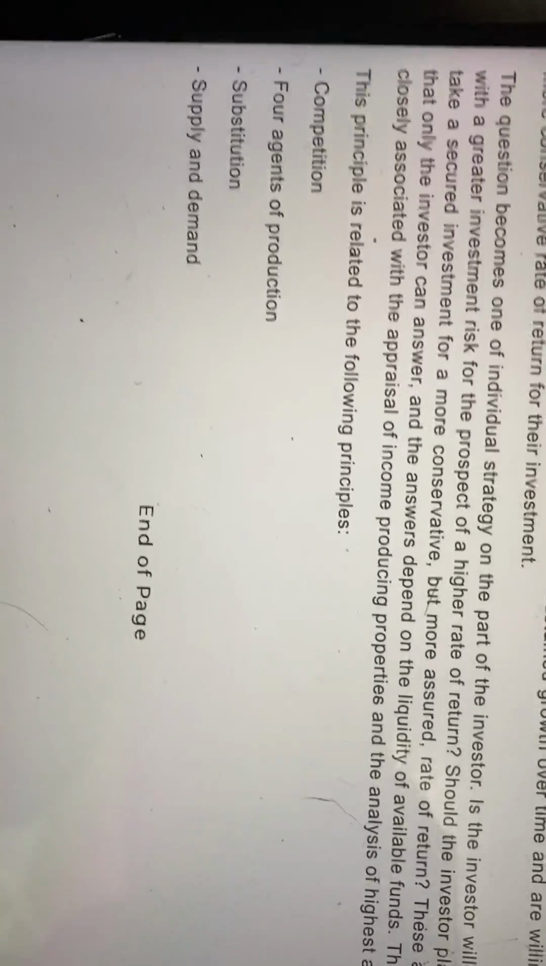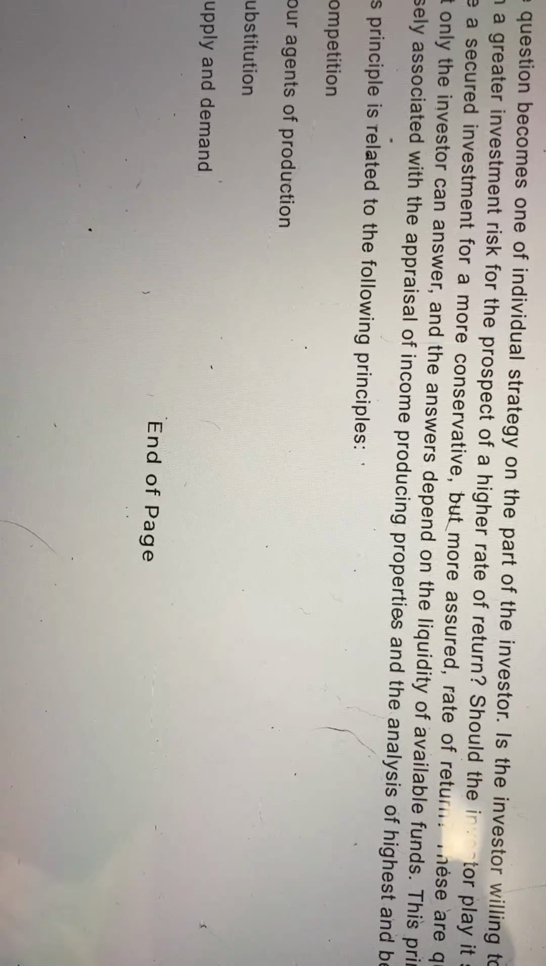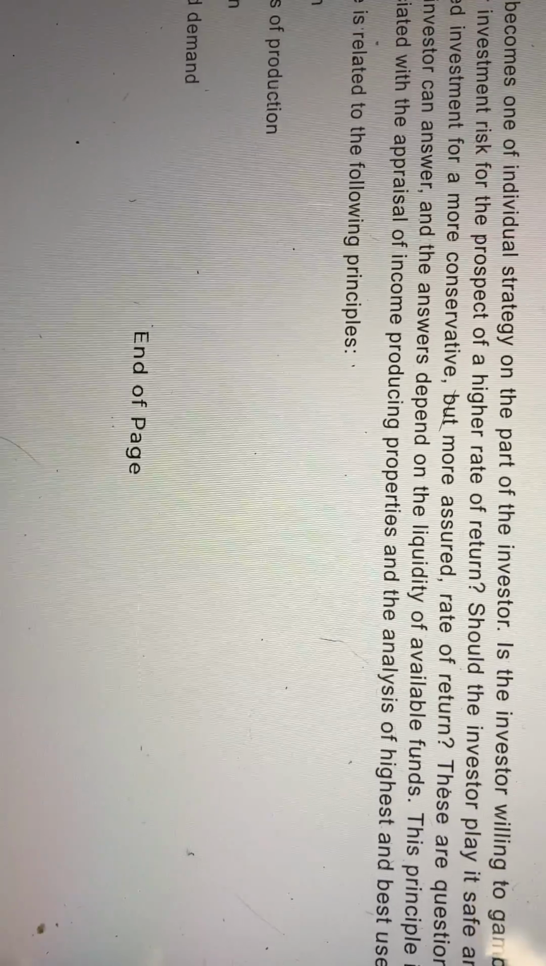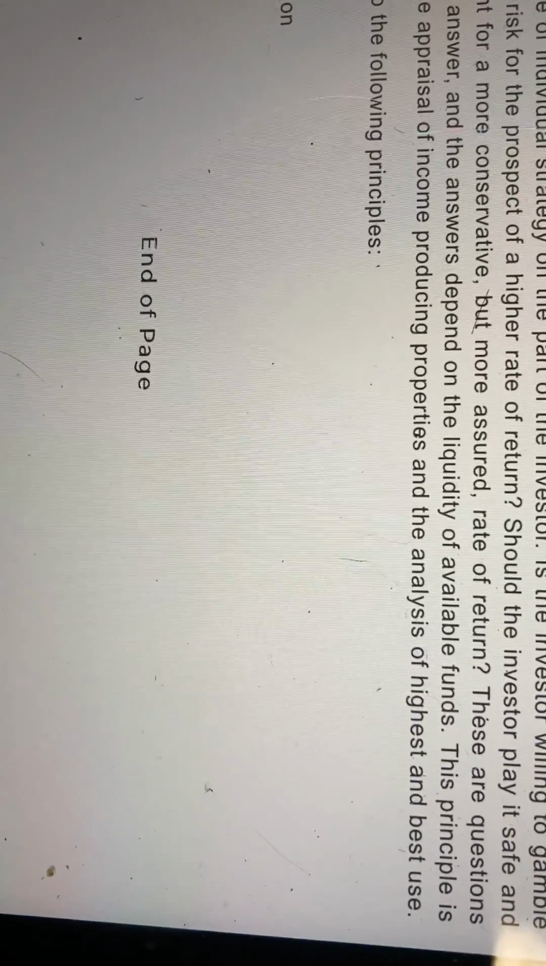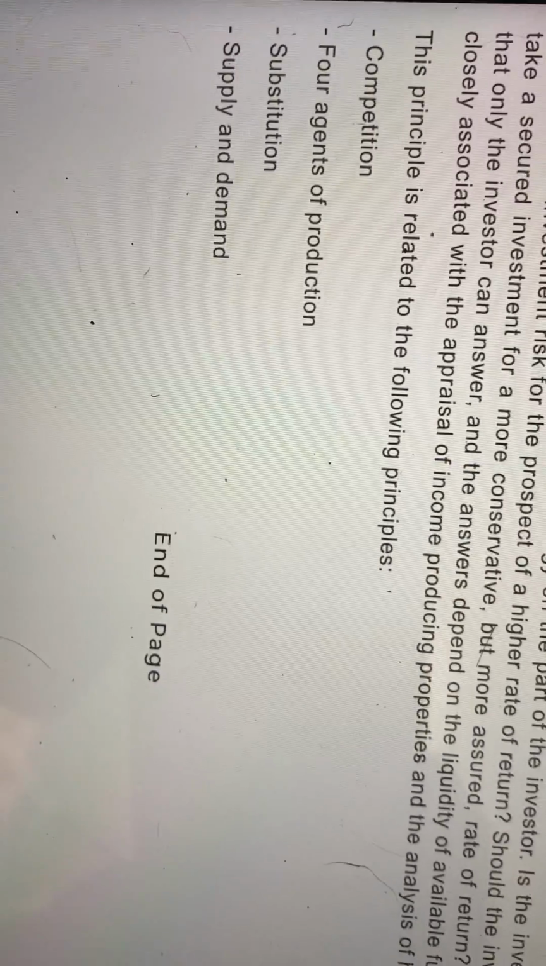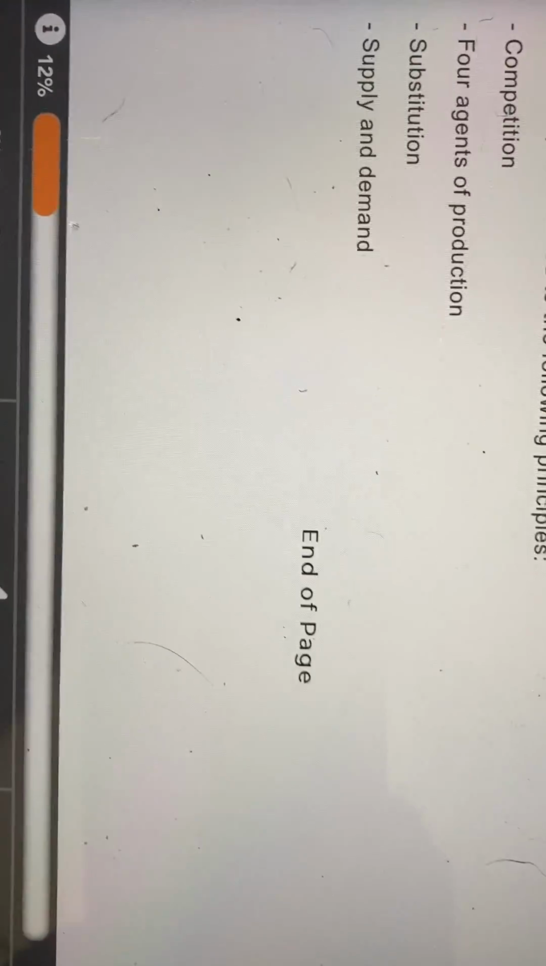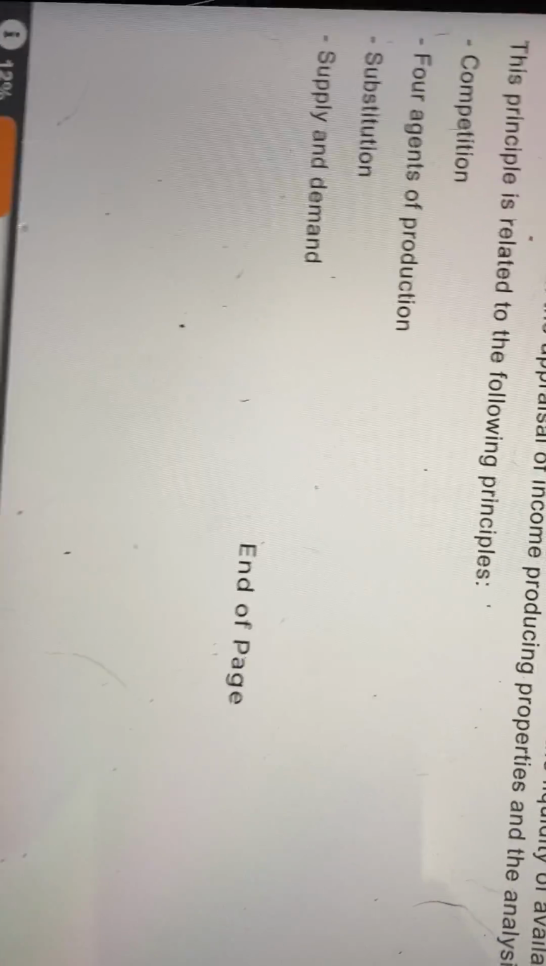This principle is closely associated with the appraisal of income producing properties and the analysis of highest and best use. This principle is related to the following principles: competition, four agents of production, substitution, supply and demand. End of page.